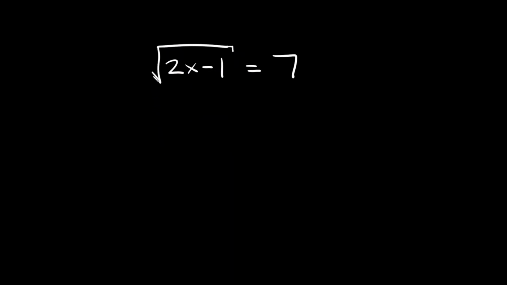Okay, so here we have the square root of 2x minus 1, right? That whole thing is under this radical, and that's equal to 7. Okay, so again, in order to get rid of this radical symbol, the square root symbol, you just need to square it, okay? And whatever you do to one side of an equation, you do to the other, right? So again, we have to square this side also.